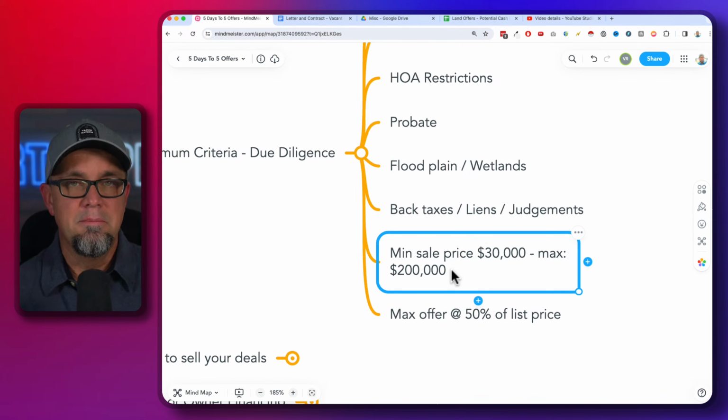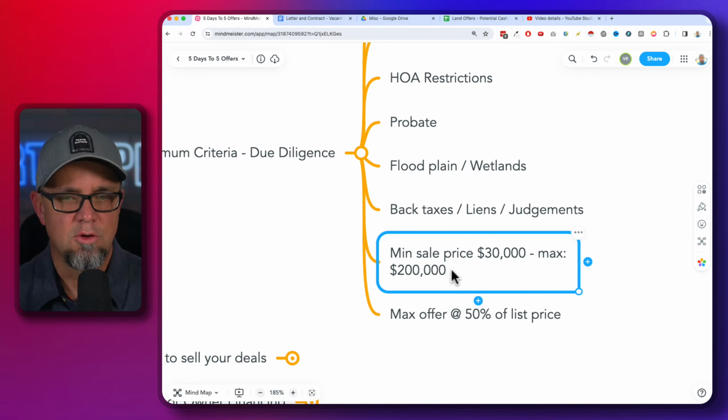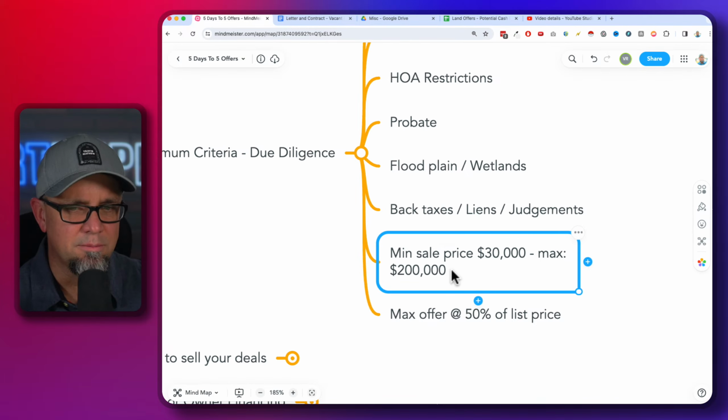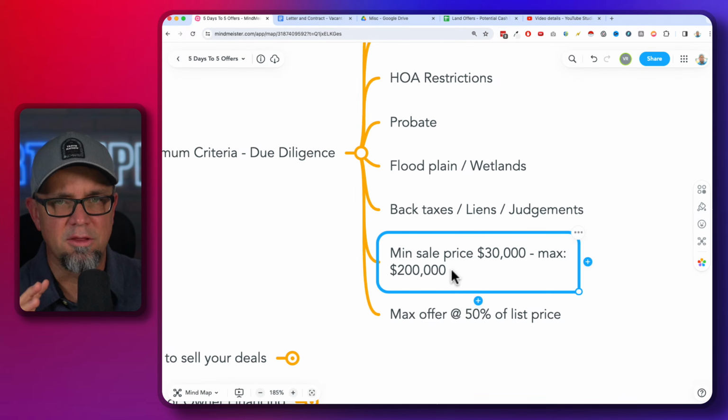Now, for me, I don't like doing the small deals. It's too much work for too little profit. You can do just as much work on the bigger deals and make more money. So minimum sale price, 30 grand. Maximum, maybe 200, depends. I've done bigger deals than that, but that's kind of my sweet spot. Why? Because that's where the biggest pool of buyers are, all right? And that's where you're going to make the most money.